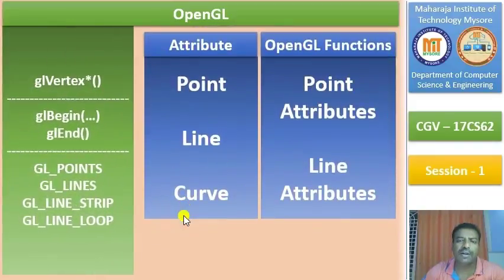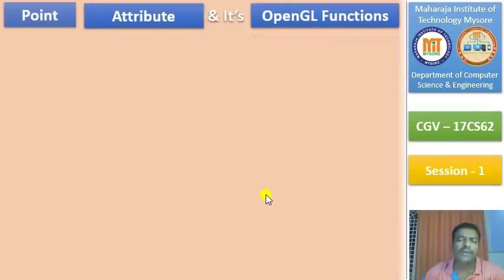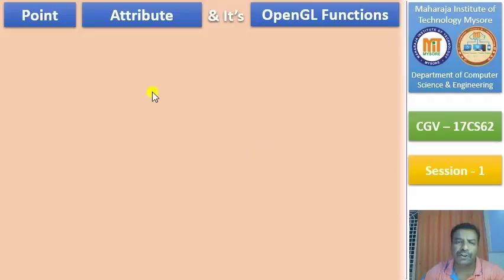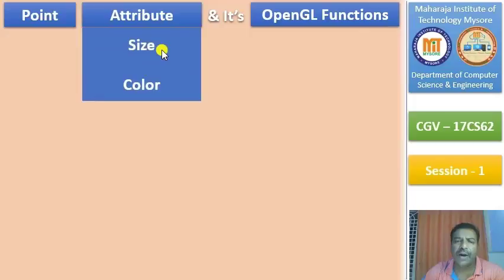If you are clear enough, we'll discuss the attributes: the point, the line, the curve, and their respective OpenGL functions for the point attribute and the line attribute. When I discuss the point attribute and its respective OpenGL functions, for every point there are going to be two attributes.